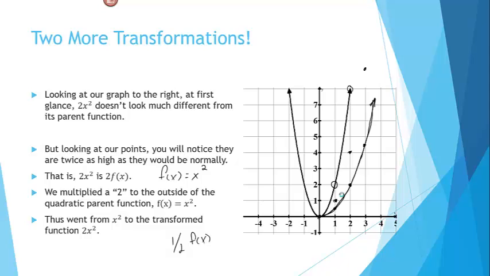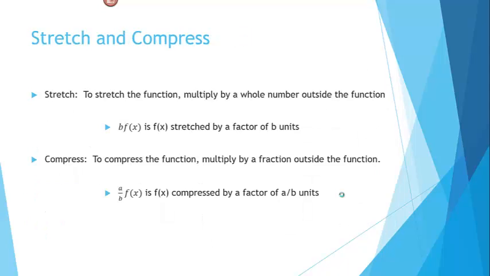Okay. So in order to stretch the function, multiply by a whole number outside the function. Therefore, if we have b times f of x, that is f of x stretched by a factor of b units. To compress the function, multiply by a fraction outside the function. Therefore, a divided by b times f of x is f of x compressed by a factor of a divided by b units.